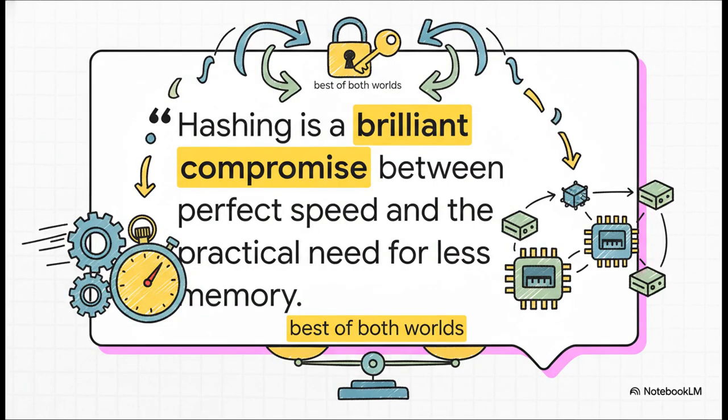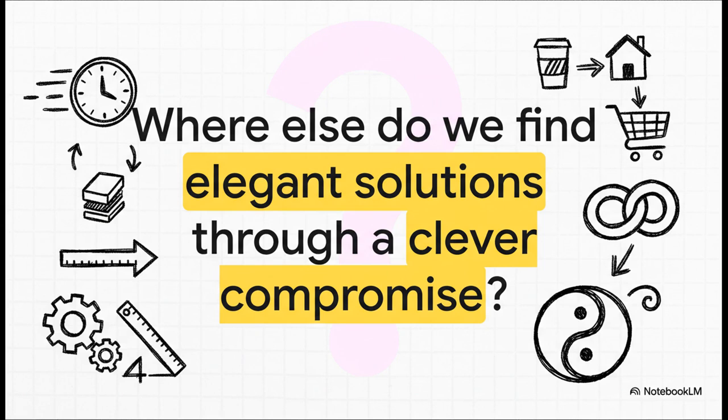So, if there's one thing to take away from all this, it's that hashing isn't just a data structure, it's more like a philosophy. It really is the art of finding that brilliant compromise between the perfect, theoretical speed of direct addressing and the practical, real-world need to conserve memory. It gives us the best of both worlds. And that's the genius of hashing. It's not about finding a perfect solution, but a perfectly balanced one.